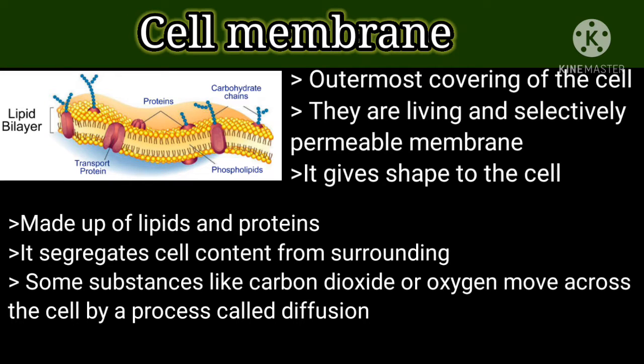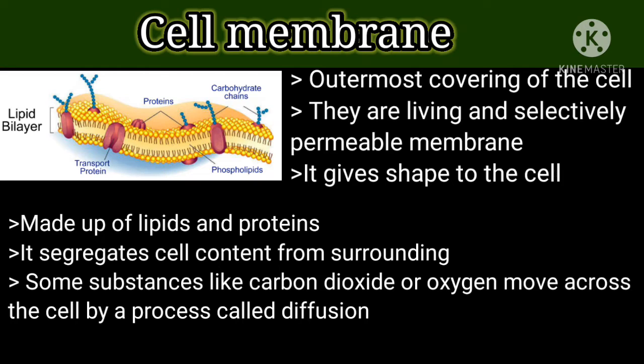Cell membrane. Cell membrane is the outermost covering of the cell. They are living and selectively permeable membrane. They give shape to the cell and are made up of lipids and proteins. The cell membrane segregates the content of the cell from the surrounding.